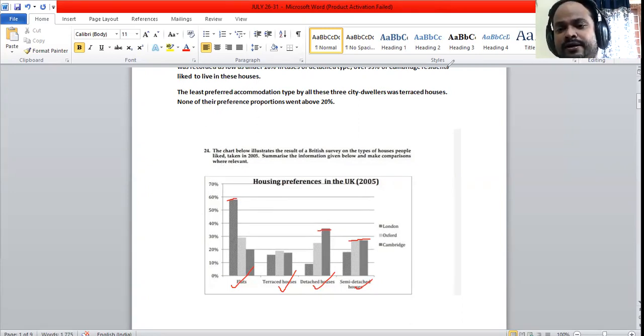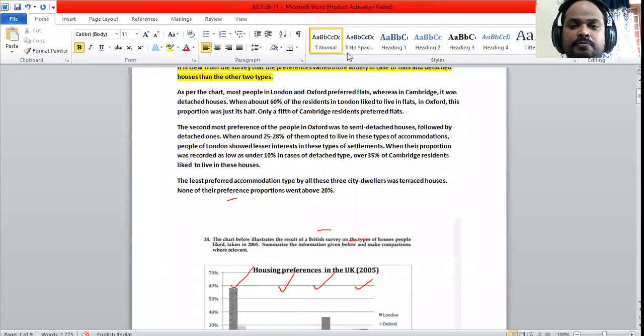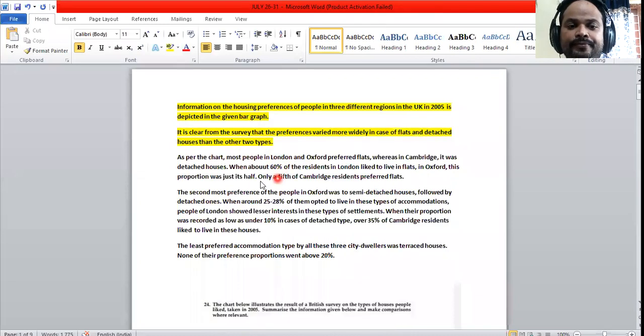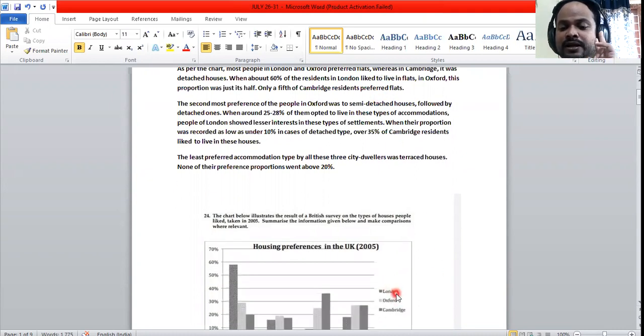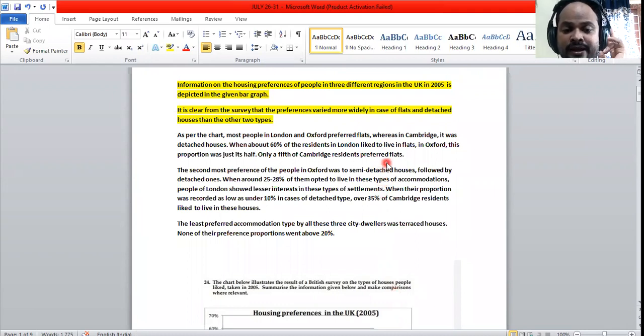Let's see a clear-cut introduction here. Information on the housing preferences of people in three different regions in the UK in 2005 is depicted in the given bar graph. You can say information on the housing preferences of people in three different regions, London, Oxford, and Cambridge, in 2005 is depicted in the given bar graph.